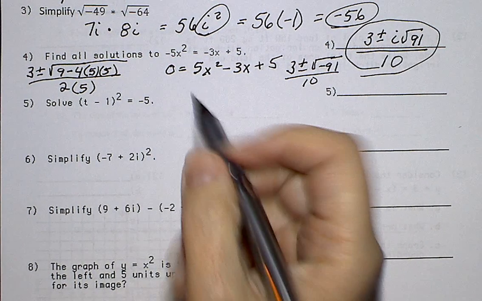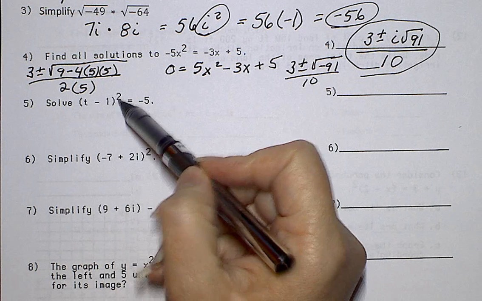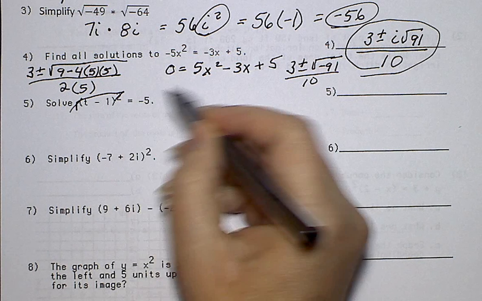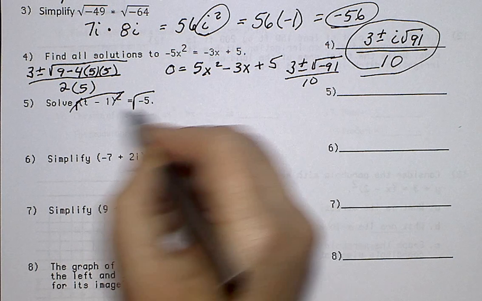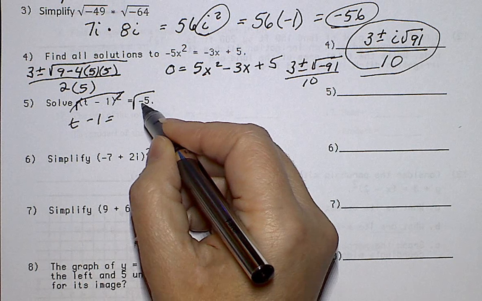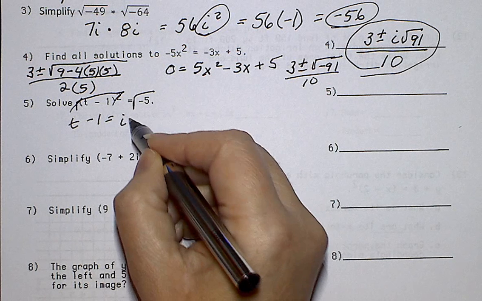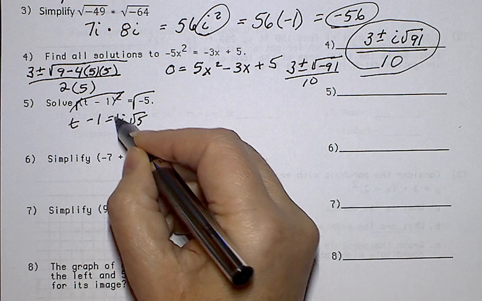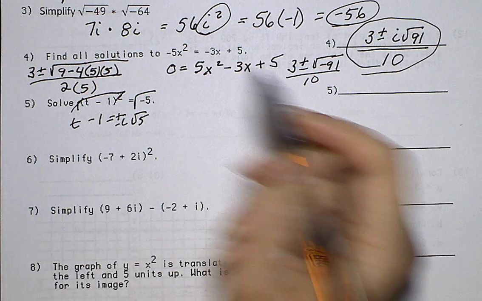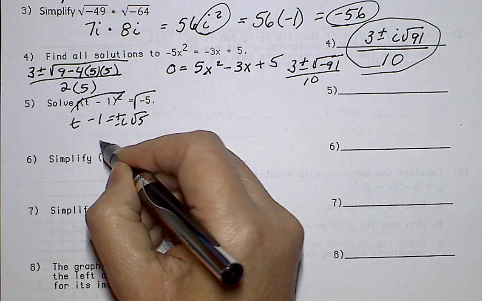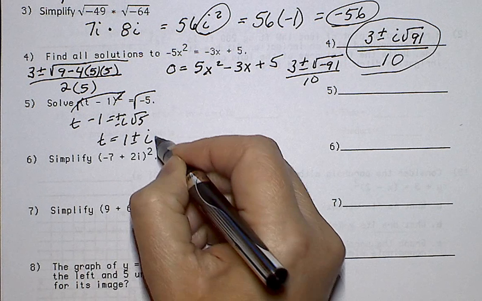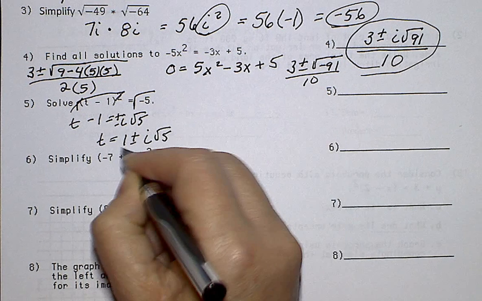So how do I solve this? See how there's a square there? So the opposite is the square root. So we take the square root of both sides. So I have t minus 1 is equal to the square root of negative 5, which is i square root of 5. And it's plus or minus because it is the square root. Then I'm going to add 1 to both sides. So I have t is equal to 1 plus or minus i square root of 5. That is your answer.